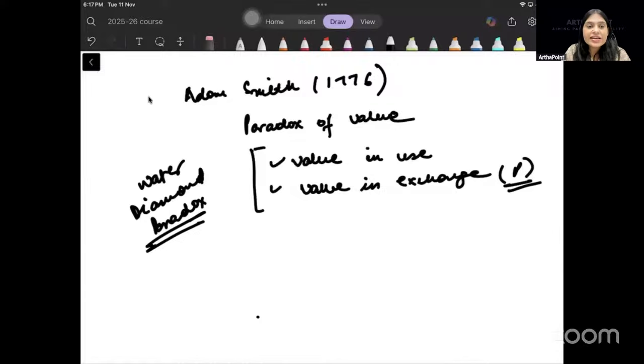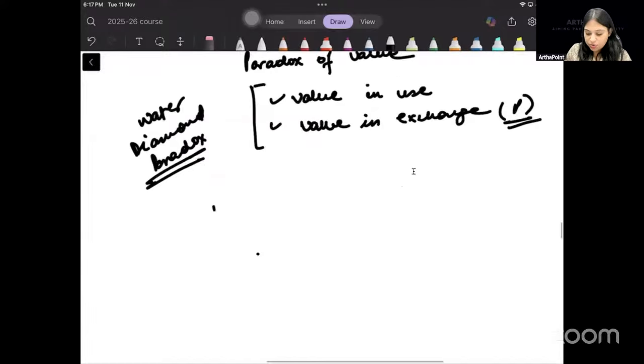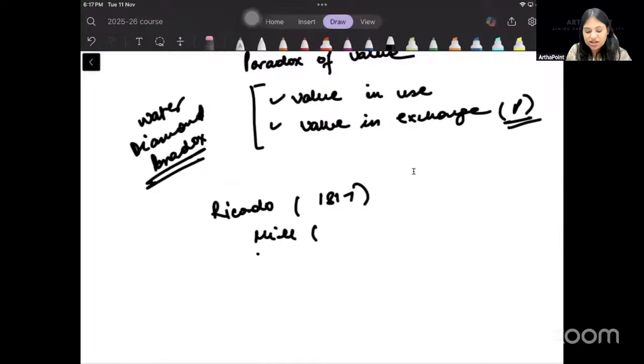The second thing, after which we started talking about utility, basically happened with David Ricardo and Mill. I hope you know that we are talking about classical economists, usually used in macroeconomics, but I am just telling you their contribution in micro. So Ricardo 1817, it should be in your mind. These things are very important from an exam point of view, you should remember exactly when it came. So Ricardo and Mill 1848.